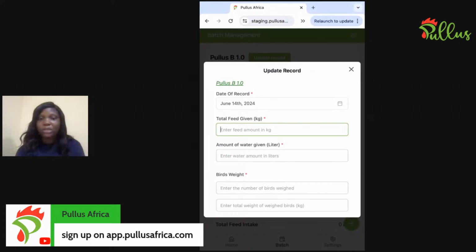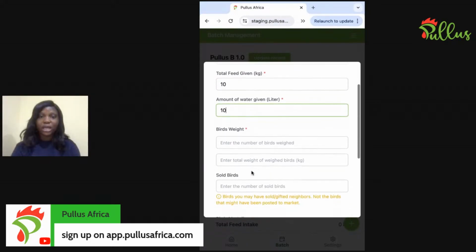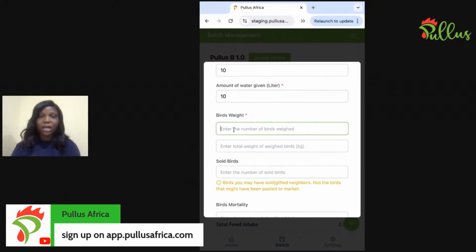Total feed given, we have 1,000. So let's do 10 kg, and let's say we gave 10 liters of water. What's our bird's weight? Enter the number of birds' weight. I weighed 5 birds, right? Enter the total weight of birds per kg.